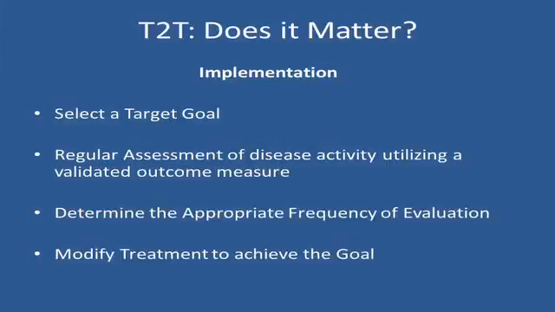So how do you do this? Basically you select a target, you do a regular assessment of disease activity utilizing a validated outcome measure, you determine the appropriate frequency of the evaluation, and you act on that evaluation to modify the treatment to achieve the goal.